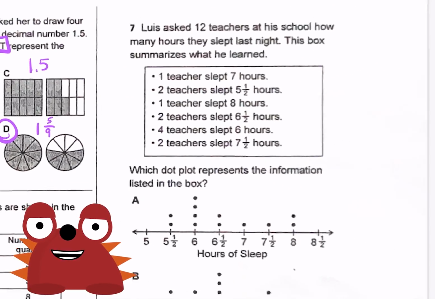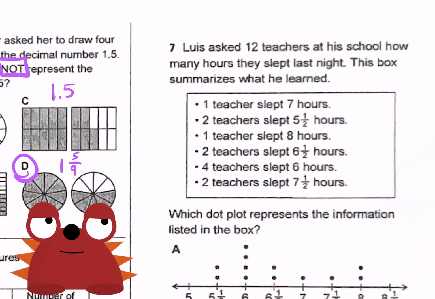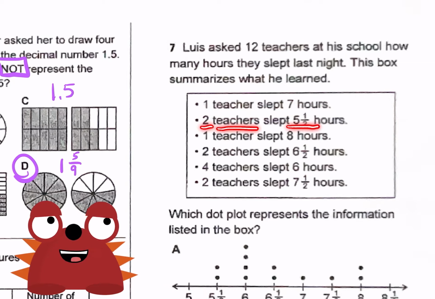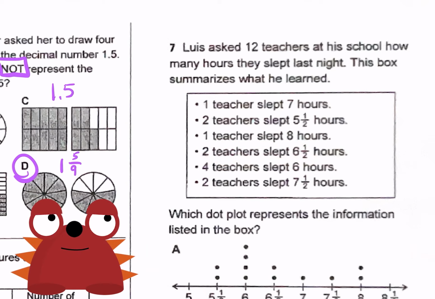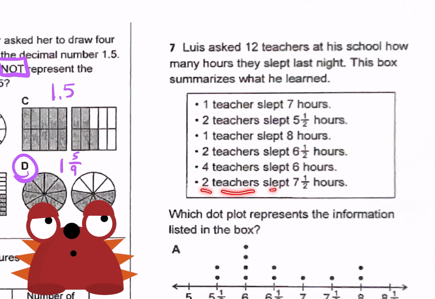Let's go ahead and do Luis. It says here, Luis asked 12 teachers at his school how many hours they slept last night. This box summarizes what he learned. 1 teacher slept 7 hours. 2 teachers slept 5.5 hours. 1 teacher slept 8 hours. 2 teachers slept 6.5 hours. 4 teachers slept 6 hours. And 2 teachers slept 7.5 hours.